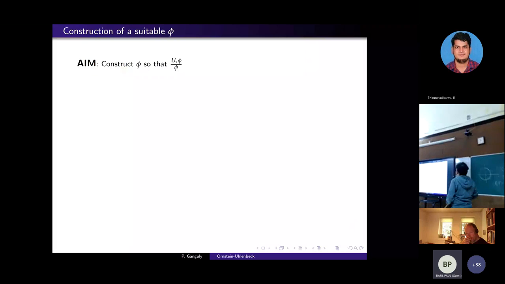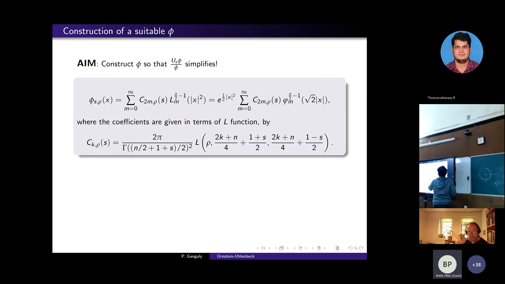So now we can take phi to be this weird function. It is written in terms of the Laguerre polynomial. So I can write it as the Laguerre function. So the L_k^{n/2-1} is the Laguerre polynomial of degree k of type n/2 - 1. And I have taken the coefficients to be the L function that we have already defined.